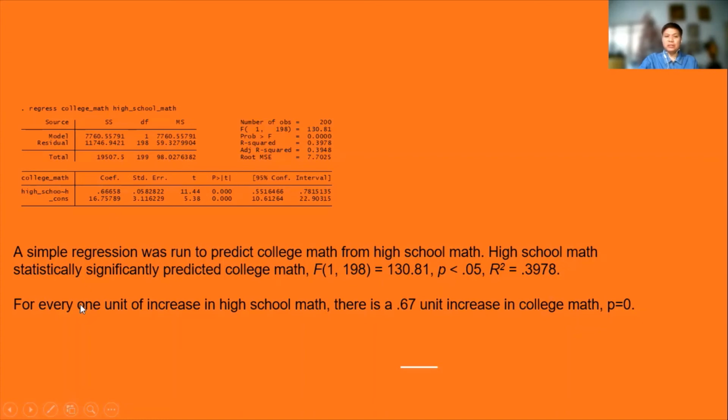So sinasabi natin, for every 1 unit of increase in high school math, there is a 0.67 unit increase in college math. P is equals to 0 or P is less than 0.05. Now, why am I presenting the overall regression model and then the individual interpretation? Why do I have to present that?